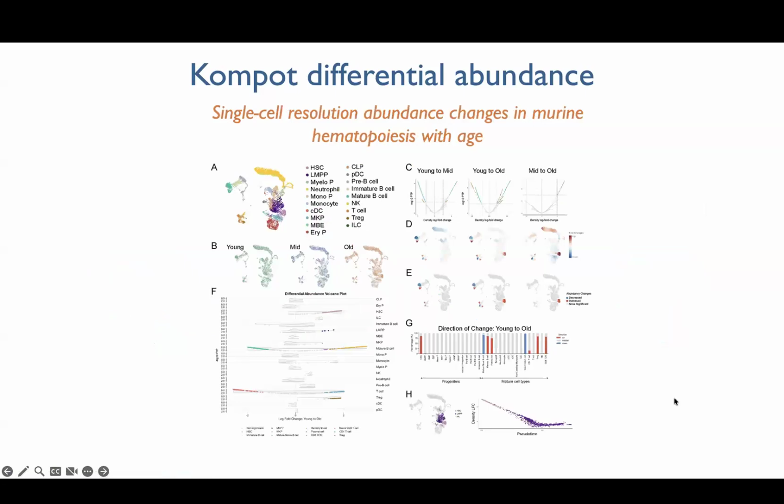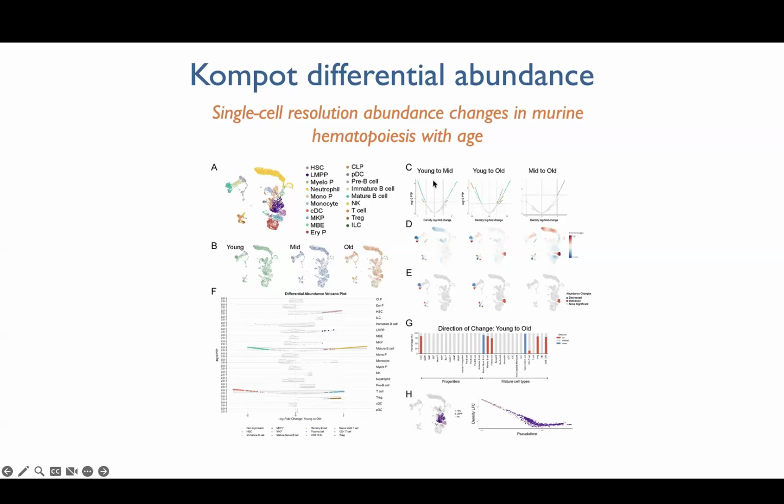Okay, this is a bit busy, but let me walk you through. Let's start with panel A. This is again hematopoiesis, but in the mouse. Murine hematopoiesis. This is quite a few cells, and it is a study looking at aging in hematopoiesis. We have cells from young mice, mid mice, and old mice. It's a collaboration with Stanley Lee here in HB and TST. Now we can do pairwise comparisons: young to mid, young to old, and mid to old.